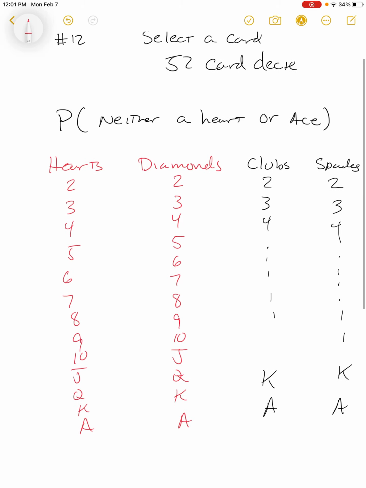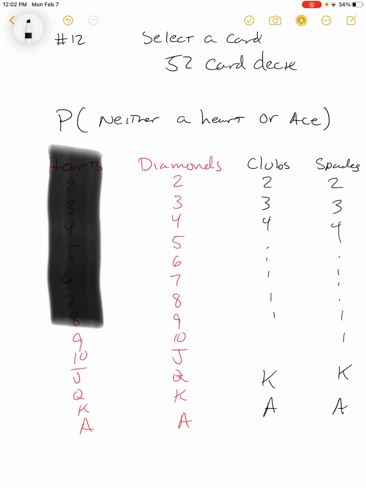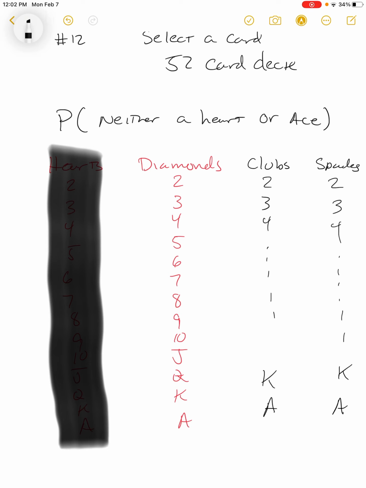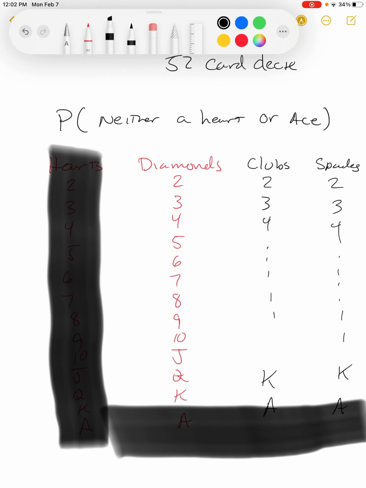And so this is our deck, and with one pick of the card, we don't want it to be a heart or an ace. So I would do it completely visually, and that would be my recommendation. I'm going to get rid of the hearts, so none of these cards are in it. We don't want it to be an ace, so this bottom row is out. And so we just count the cards that are left, and that will give us our probability.